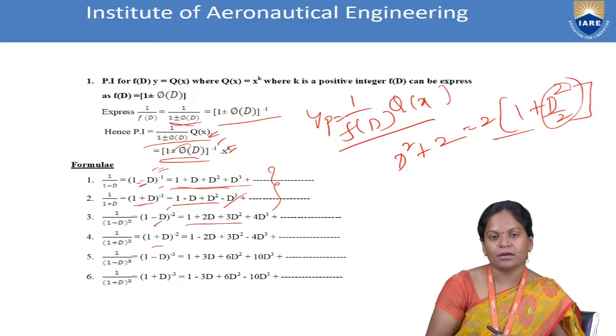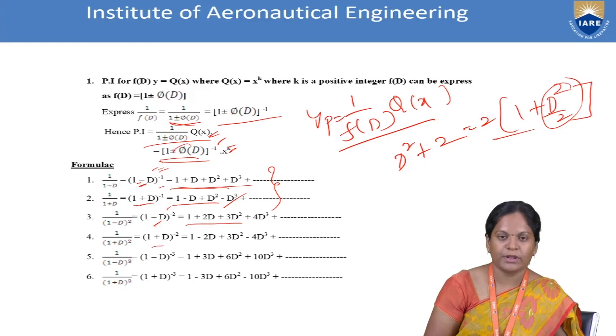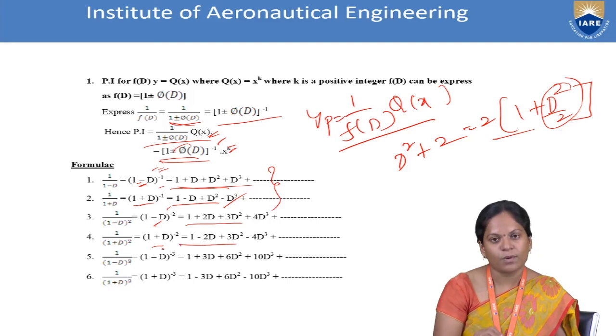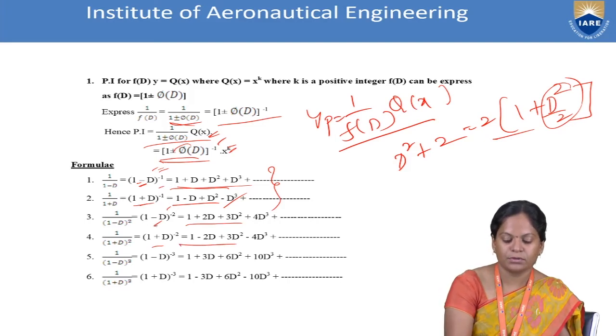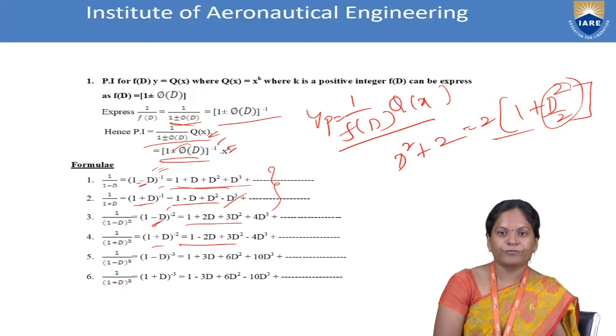So we have to take alternately plus and minus: 1 - 2D + 3D² - 4D³ + and so on. So if it is plus and minus, we have alternating plus and minus. If both are minus, all the terms are positive. Now go for the fifth problem.